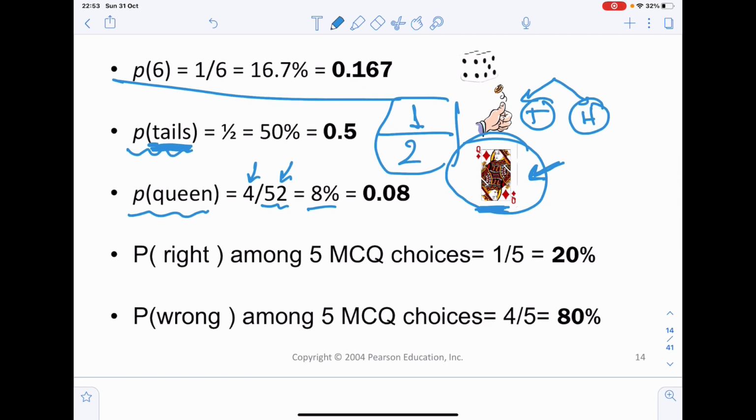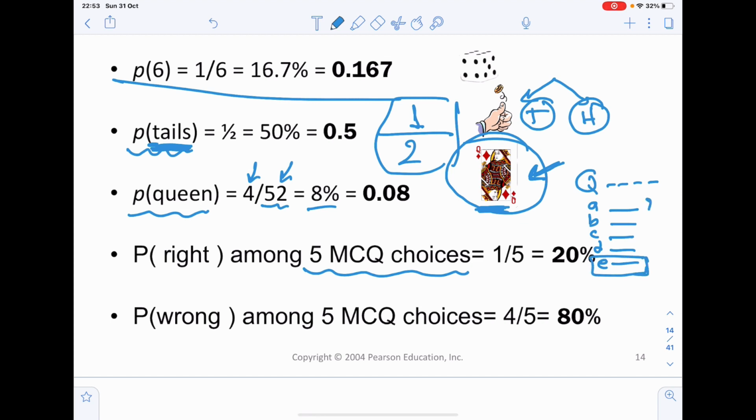If I have, for example, a multiple choice question, and the question has A, B, C, D, E, 5 choices. Of course, only one is correct and the rest are not correct. So what is the probability of getting it right? As we said, only one answer will be correct, so I will put 1 over all the answers, which are 5 answers. So 1 over 5. Whereas what is the probability of getting it wrong? Wrong answers are 4, so I will put 4 over all, which is 5.